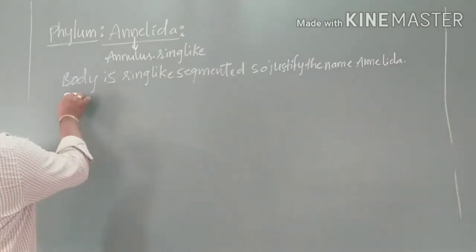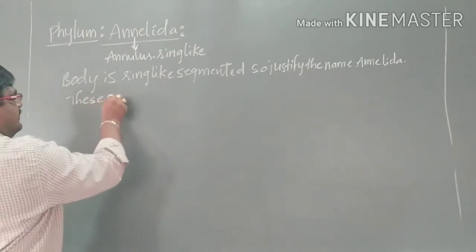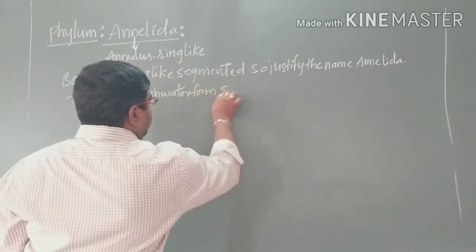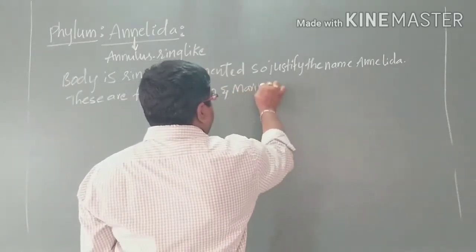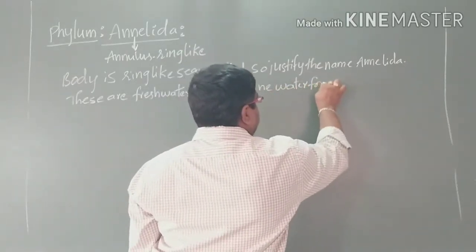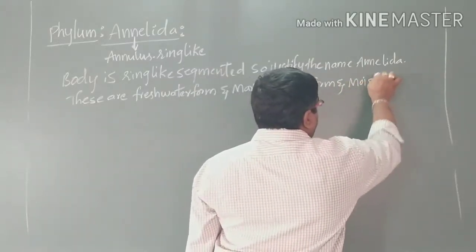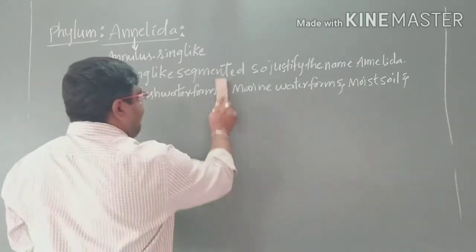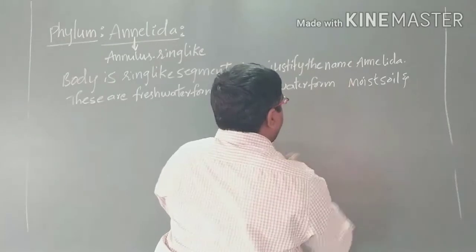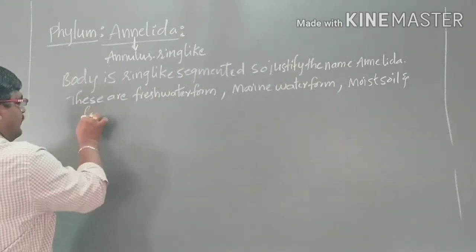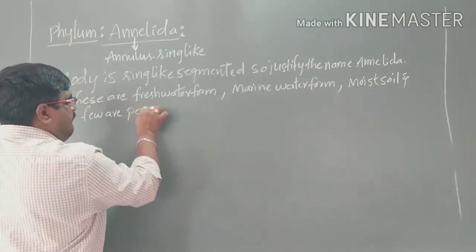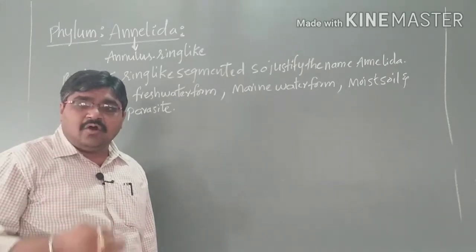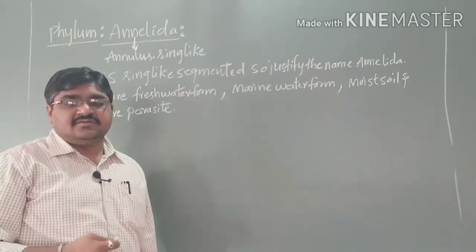So here these are freshwater forms, and also marine water forms, and also present in moist soil, and a few are parasites. So they may be freshwater forms, marine water forms, some are present in moist soil, and some are parasites.